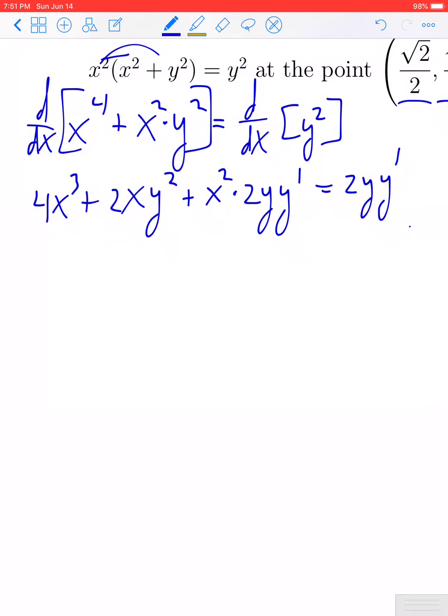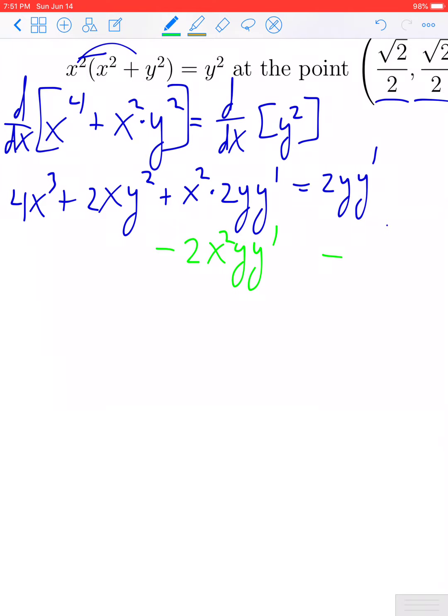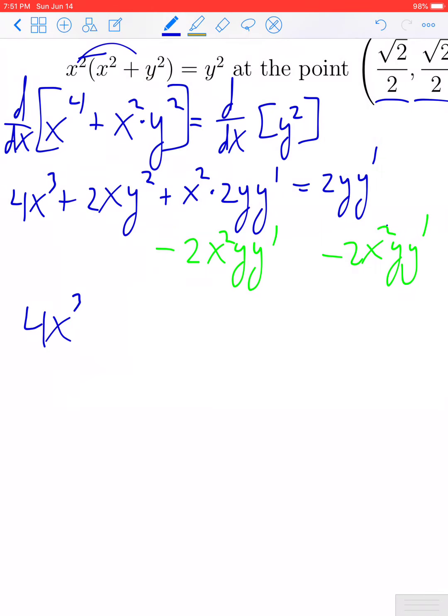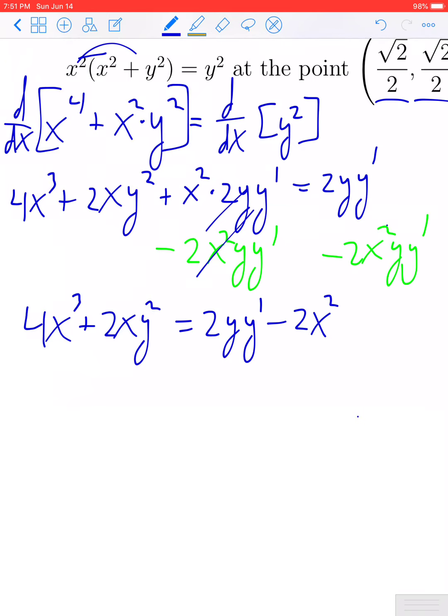So far, so good. Our next step is to move all of our y prime terms to one side, and I'm going to do so by subtracting this term. This is really a negative 2x squared y prime term, just kind of reorganizing the variables. So we're going to subtract that term from both sides. We would have 4x cubed plus 2xy squared. These cancel. Is equal to 2y y prime minus 2x squared y prime.